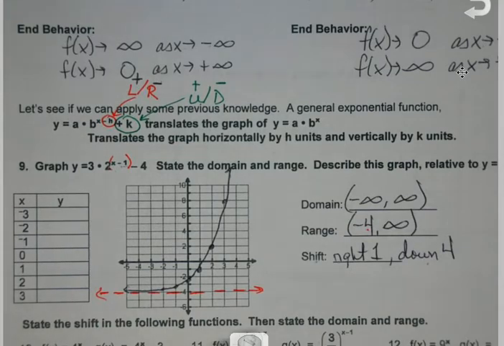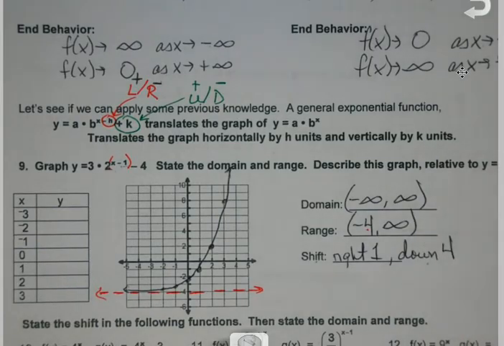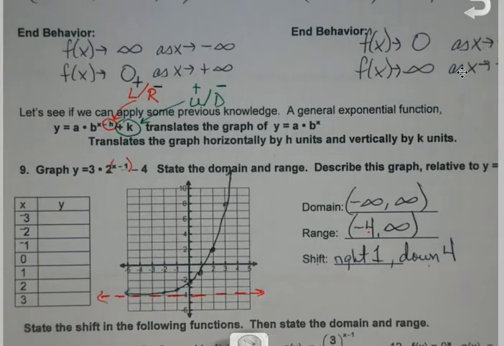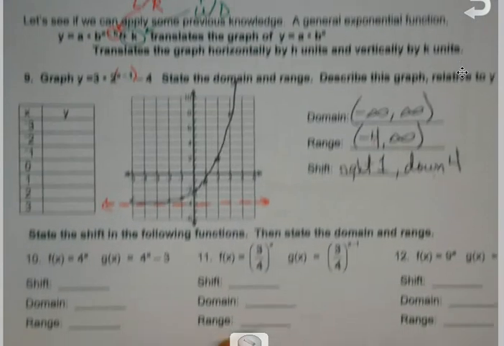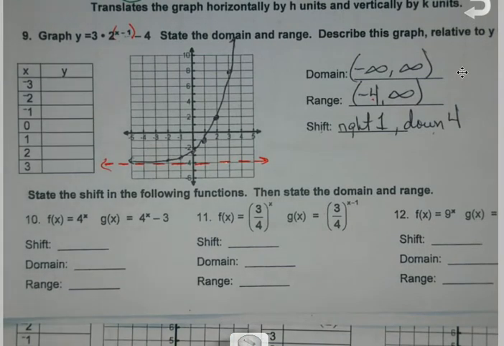But our biggest thing here is just understanding the shifts and what they would do to my domain and what they would do to my range. It's not going to change my end behavior stuff like it did before. It's just going to change those couple of values. So to make sure we got this, we're going to do a couple things. First, for these last 3, it says state the shift, then state the domain and range.